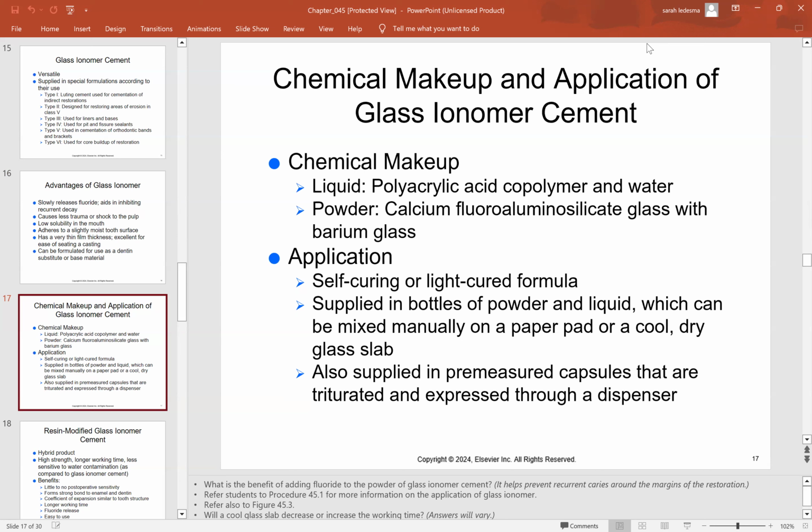It's supplied in bottles of powder and liquid, which can be mixed manually on a paper pad or a cool, dry glass slab. This is also supplied in pre-measured capsules that we would triturate and then express through a dispenser.